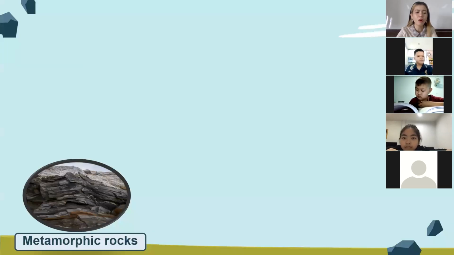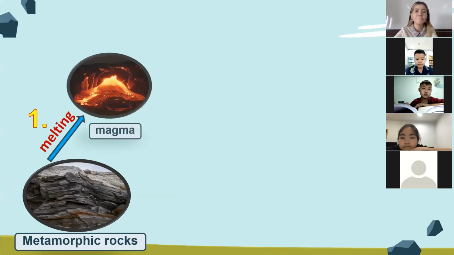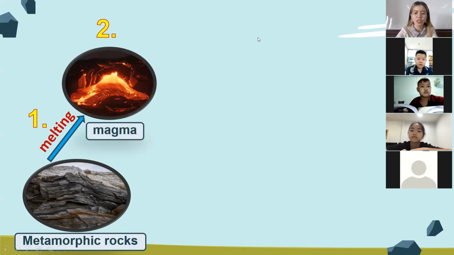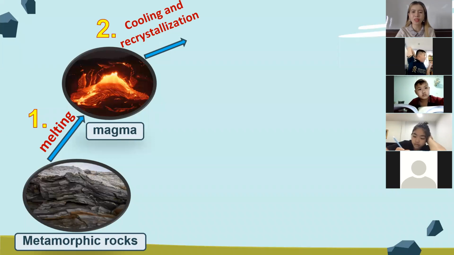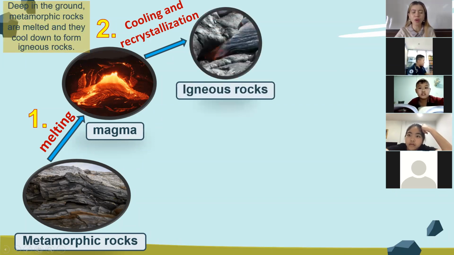And then when a metamorphic rock is melted, it will become magma. Okay, do you get it? I repeat. When metamorphic rocks are melted, they will form magma. That is the first step. First, melting. Next, number two is cooling and recrystallization. What does it mean? When magma is cooled and recrystallized, it will form what? It will form igneous rocks. Very good.